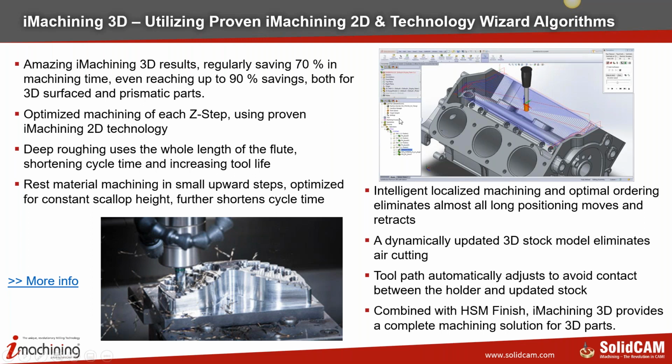I'll also show you a part of how it does this. It has a dynamically updated 3D stock. That means it knows the stock precisely at every point of cutting, so there are absolutely no air cuts. The toolpath automatically adjusts the parameters. It also adjusts its position to avoid any collision between the holder or the arbor and the stock. At every scallop that it generates and every scallop that it jumps back, it readjusts the parameters because the contact there changes. Once the contact changes, the ACP varies, and it readjusts the parameters for each slice. It's not a constant feed and a constant step over for each slice. It keeps varying the slices.